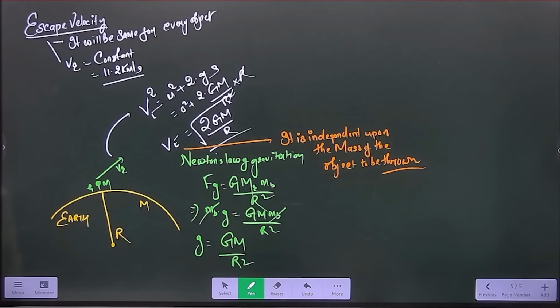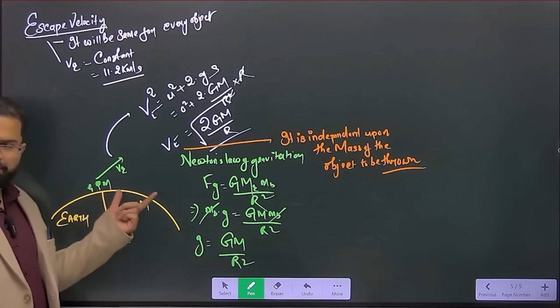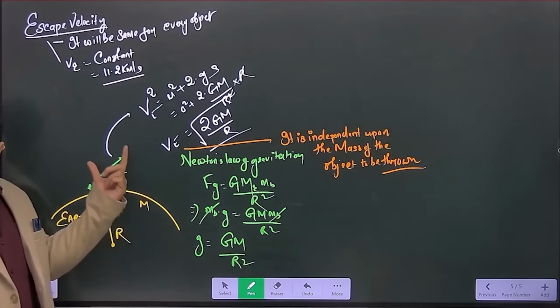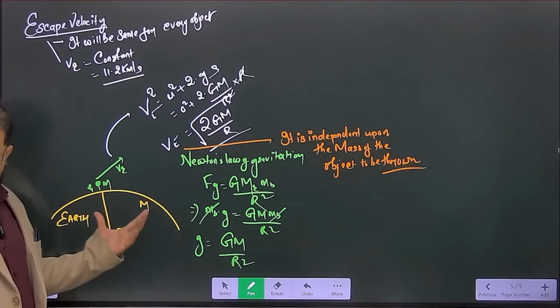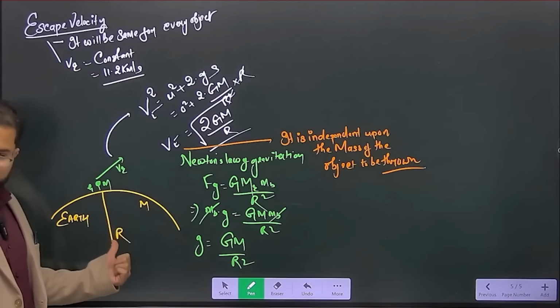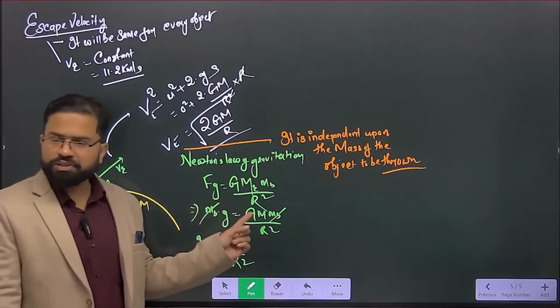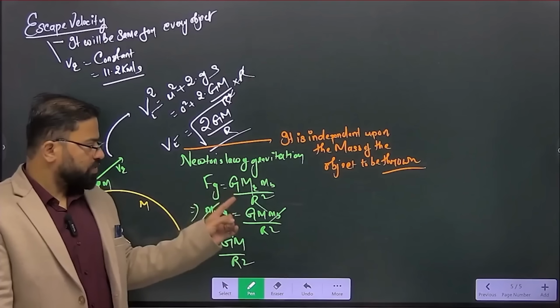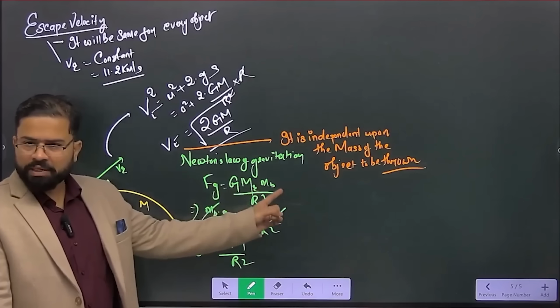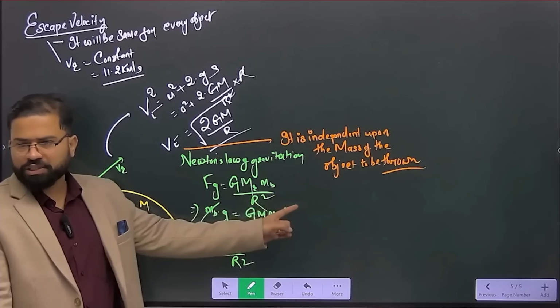Then, see, suppose this is a particular body of mass m, it has to be thrown. This is earth, mass M, r is the radius. Force of gravity is what? I have discussed Newton's law of gravitation. Force of gravity is G M m, mass of the earth, mass of the body, upon r square.